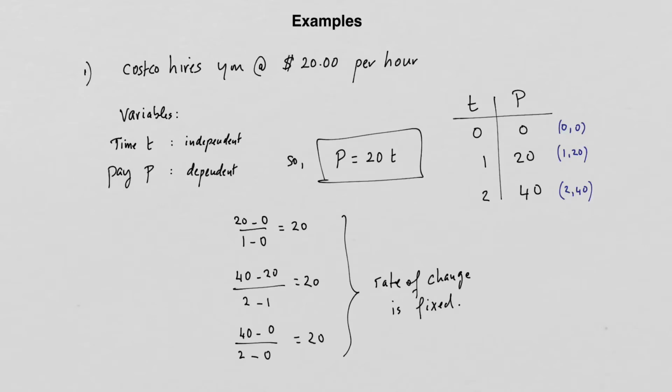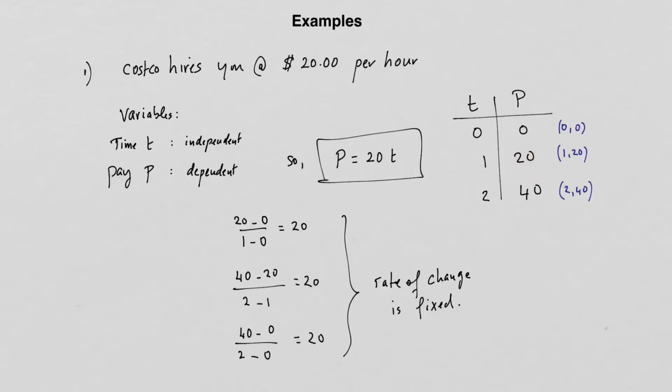All right, so welcome back. If I give you a particular time, is there more than one pay? So let's say I say you worked for 1 hour. How many pays can you get? Can you get 20 and something else or just 20? The answer is just 20.